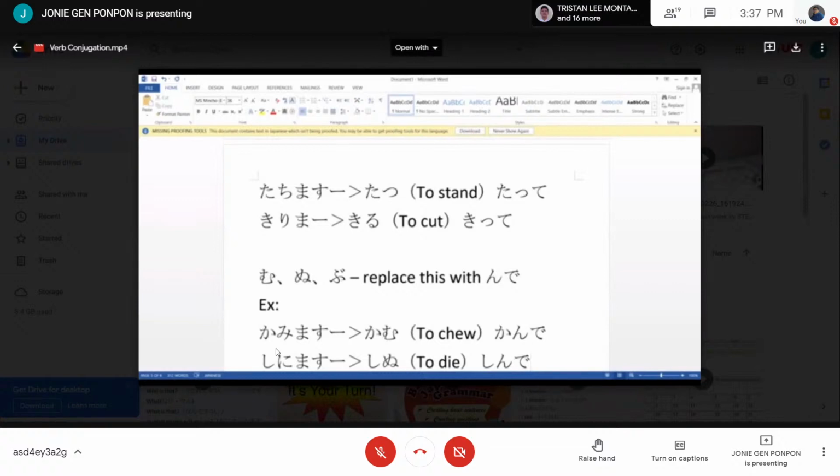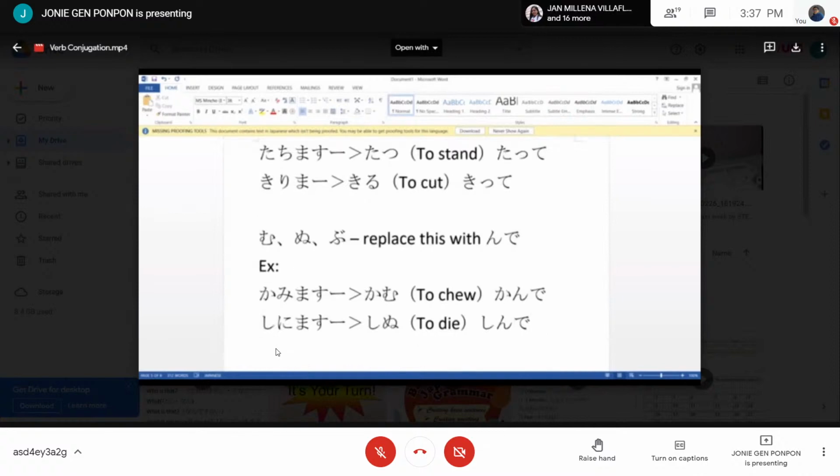Please die. O, kung pwede rin. Kung merong gusto magsabi. Meron ding nagsasabi na shine. Yan ay isang curse word na talaga. Okay? Anyways, so that is the example for the nu. Okay? So nu will be replaced with nde.